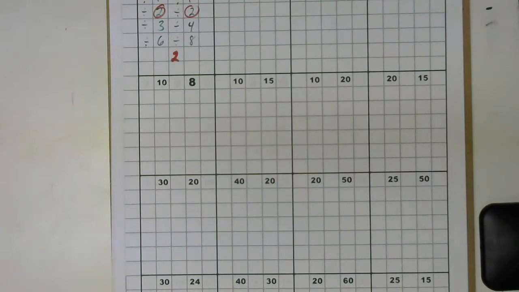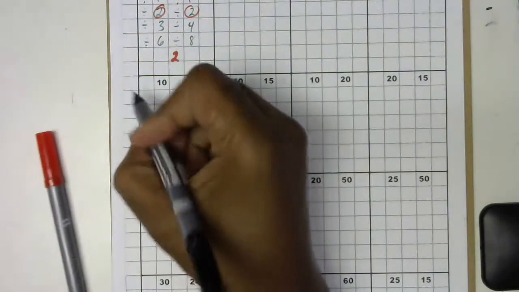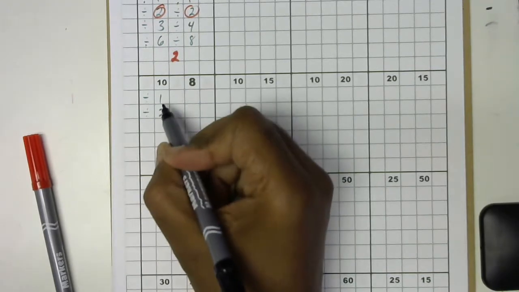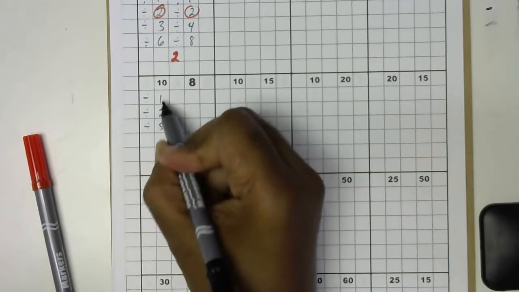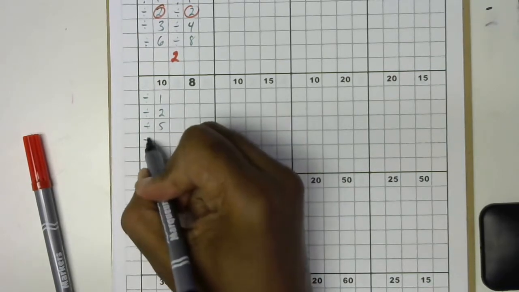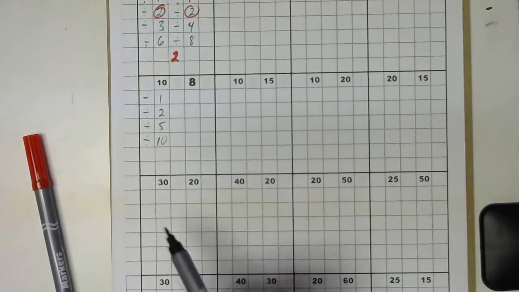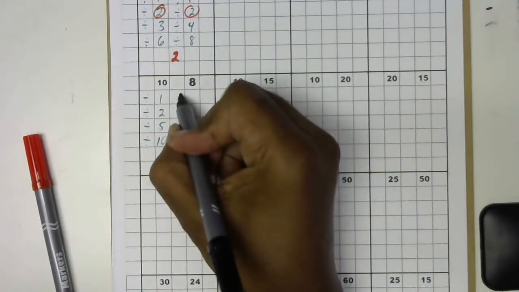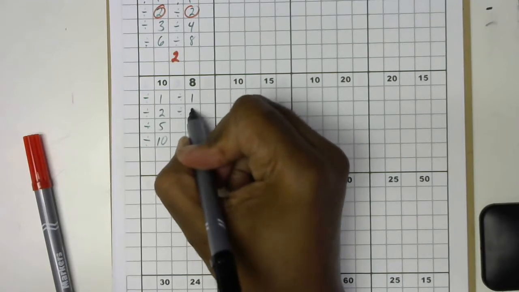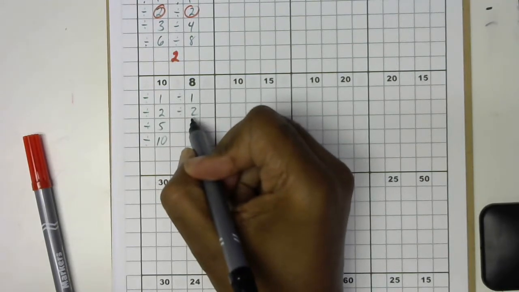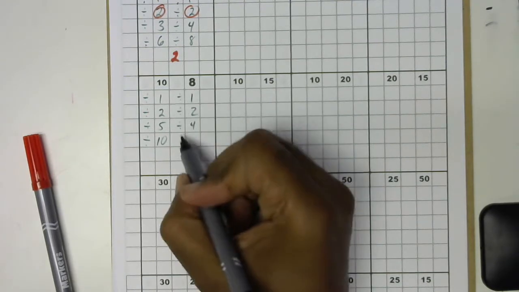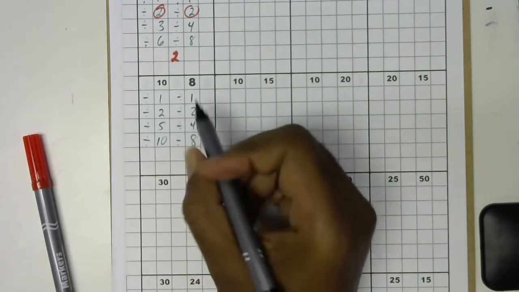All right, so 10. 10, first of all, can be divided by 1. It can be divided by 2. Cannot be divided by 3, 4, but it can be divided by 5. Since we're halfway there to 10, we skip all the way to 10. So 10 can be divided by all of these. Now, 8 can be divided by 1. It can be divided by 2. Can't be divided by 3, but it can be divided by 4. And since we're halfway there, we can go all the way to 8.